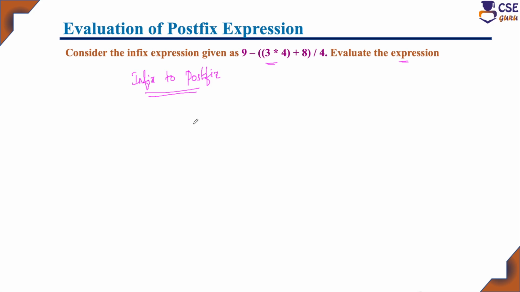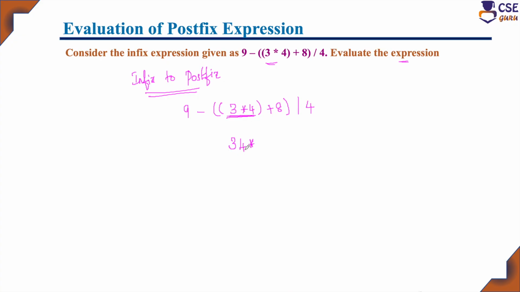The procedure we have already discussed using the stack data structure. Implementing everything that way is a big step. So here we will manually implement the infix to postfix conversion. The expression is 9 minus 2 open parenthesis 3 into 4 plus 8 divided by 4. Here the first preference is the innermost bracket. So the first operand is 3, the second operand is 4 and the operator is star.